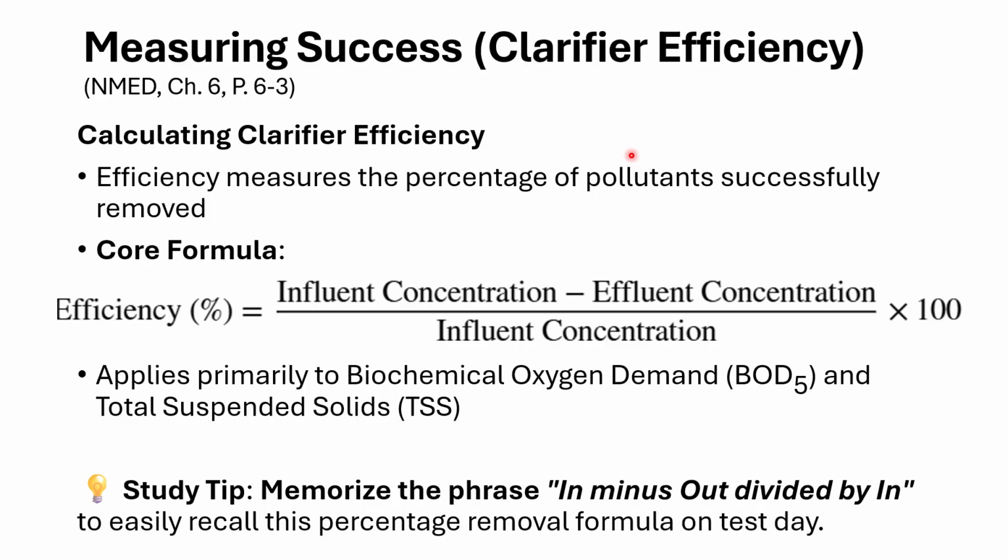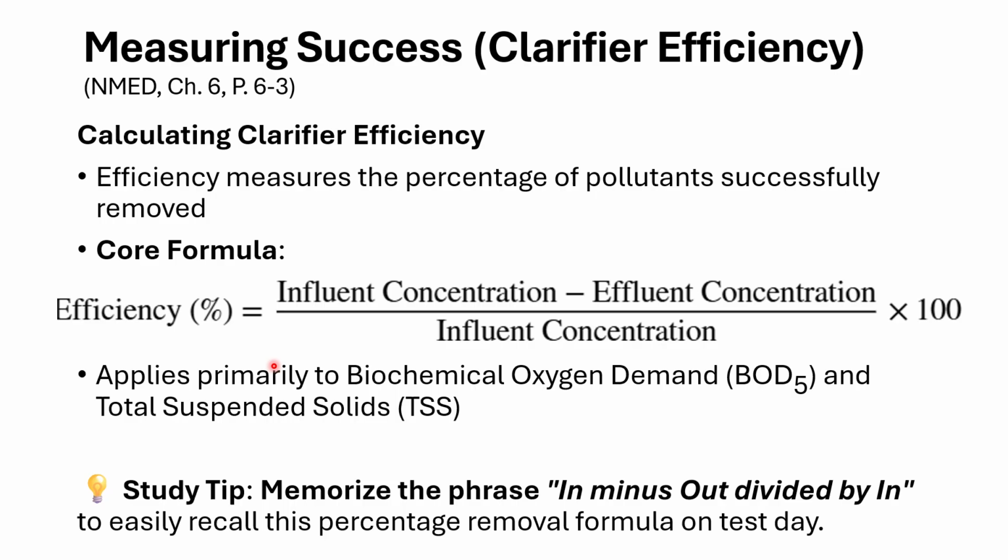And the formula is simply the efficiency of your clarifier is your influent, the concentration coming in, and you subtract the effluent, the concentration leaving, and you divide by the influent, and you multiply that by 100 to get a percentage. You're typically going to look at efficiency with respect to BOD, biochemical oxygen demand, and total suspended solids. That's what you're typically going to measure the removal efficiency of in your clarifier.